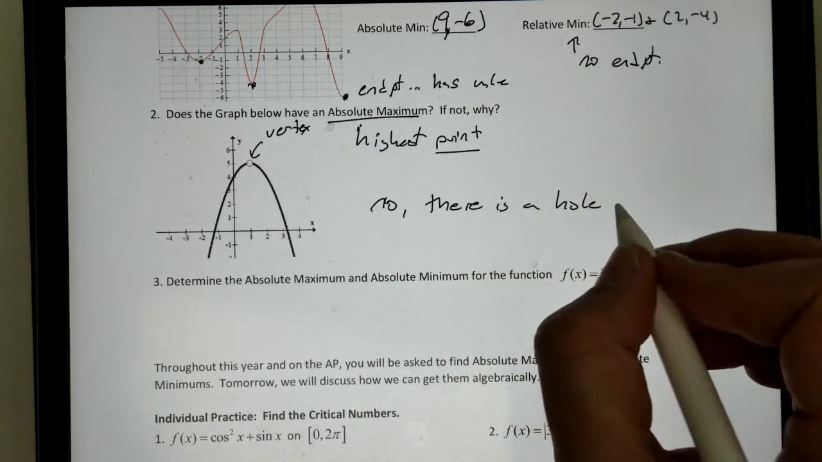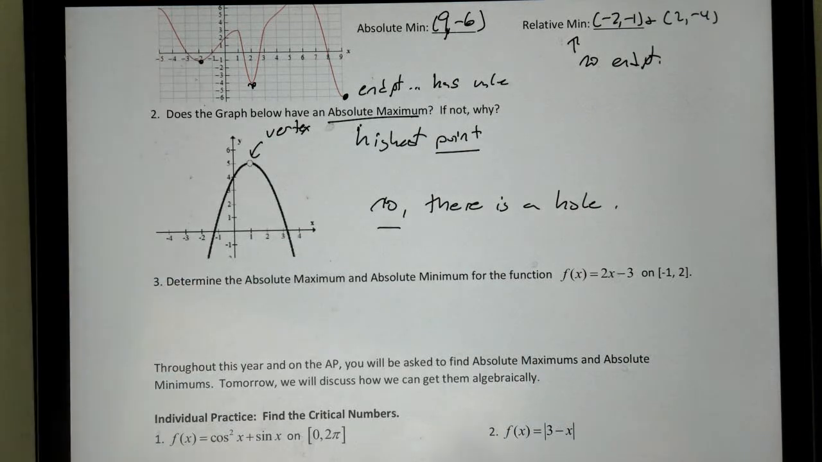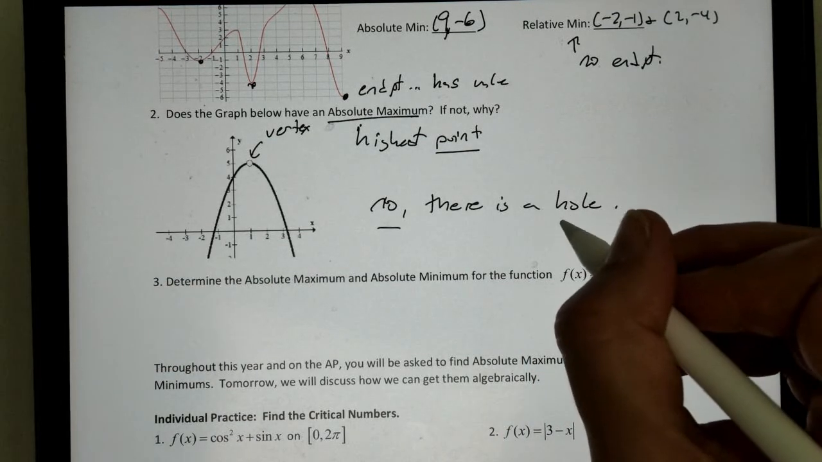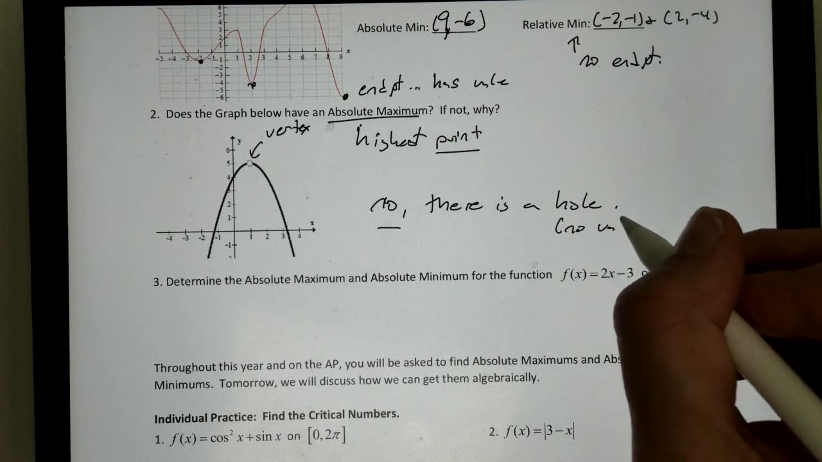It has to be a point. You can't have holes in it. You can't have a hole, because a hole, again, the definition for a hole is it has no value.